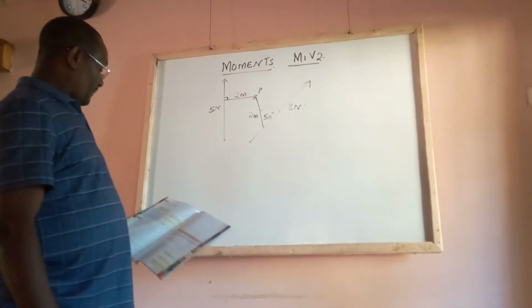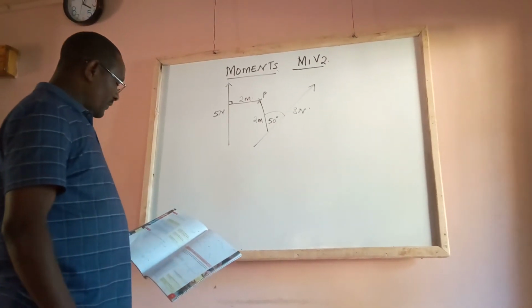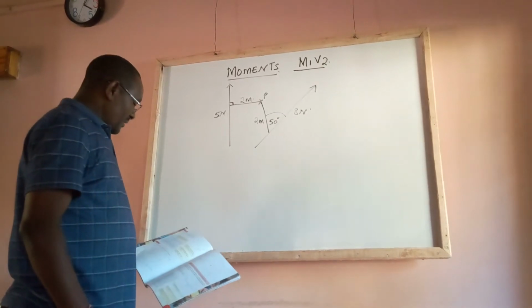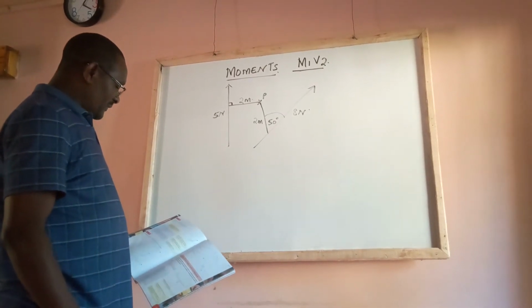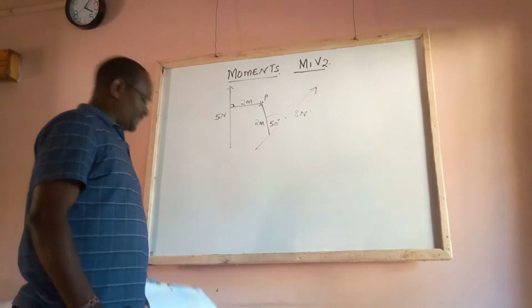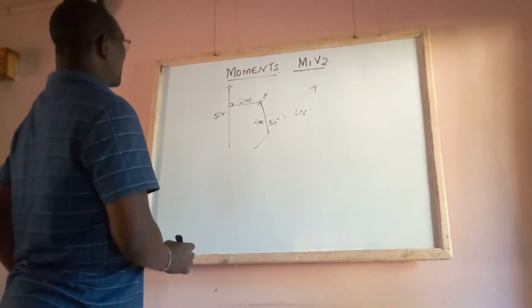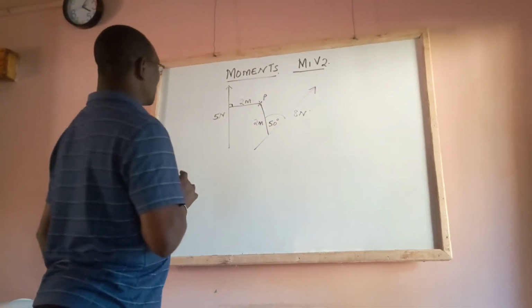Example 3, the diagram shows two forces acting on a lamina. Find the moment of each of the forces about the point P. I would want to explain something before we start solving this question.